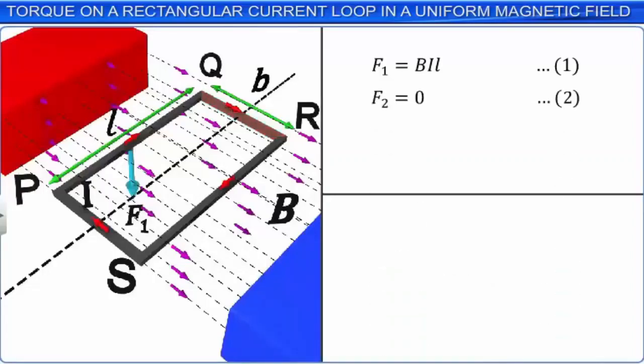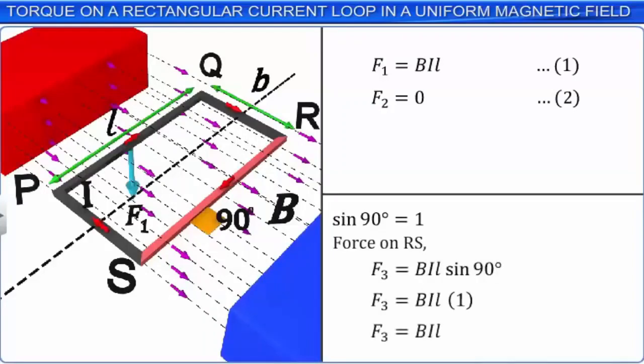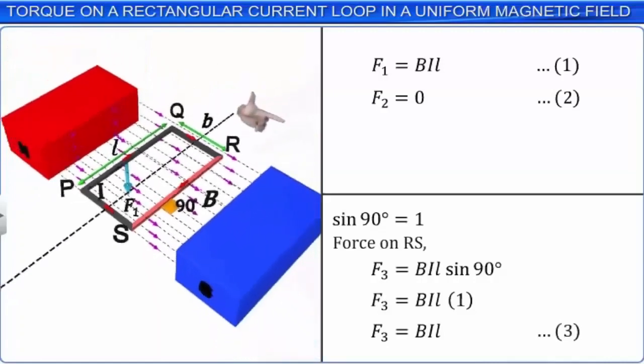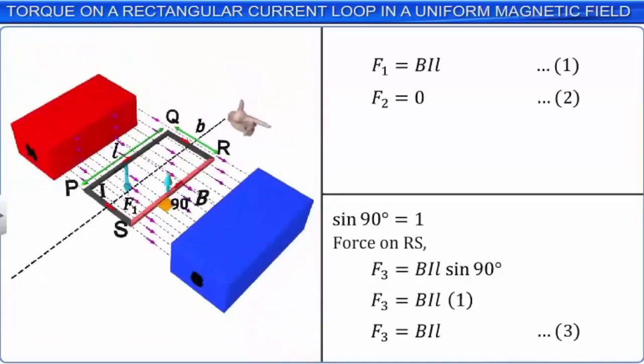The angle between the direction of the current in RS part of the loop and the direction of the magnetic field is 90 degrees. Sin 90 is equal to 1. Hence, the magnitude of the force acting on the arm RS of the rectangular loop due to the magnetic induction B is F3 is equal to BIL. Let this be equation 3. Here, using Fleming's left-hand rule, we find that the force acts upwards with respect to the plane of the loop.